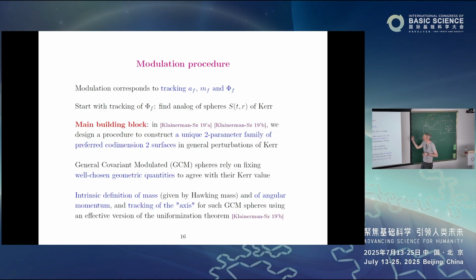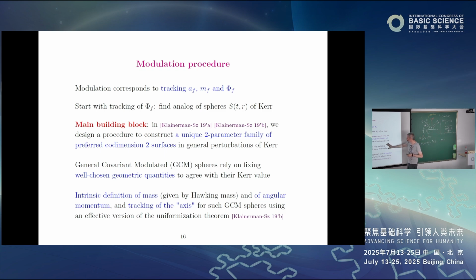There is an analogous problem in the seminal work of Huisken and Yau, where they construct a one-parameter family of spheres in a three-dimensional Riemannian manifold. But here it's actually very important that you construct a unique two-parameter family of spheres in a four-dimensional Lorentzian manifold.